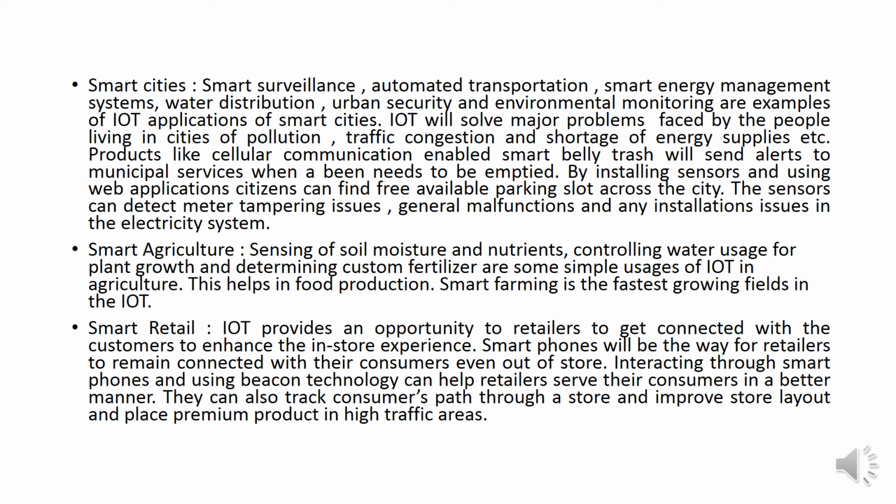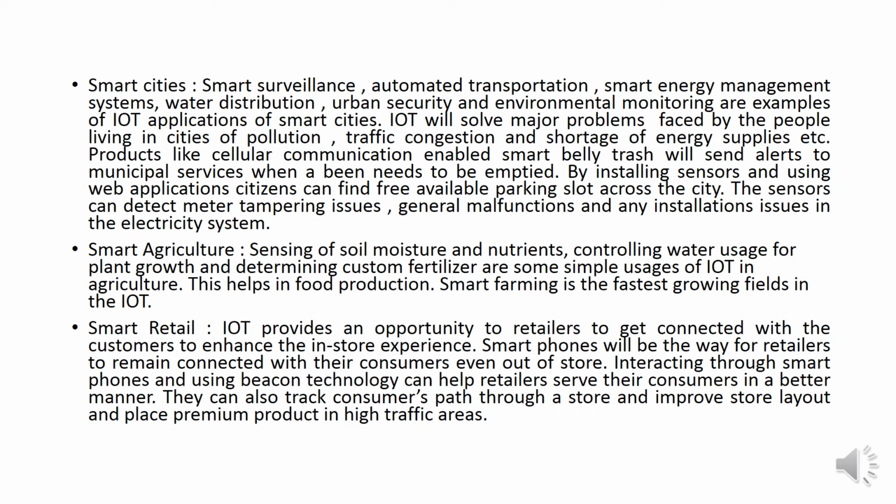Products like cellular communication enabled smart bins will send alerts to the municipal services when the bin needs to be emptied. By installing sensors and using web applications, citizens can find free available parking slots across the city. The sensors can detect meter tampering issues, general malfunctions, and any installation issue in the electricity system.